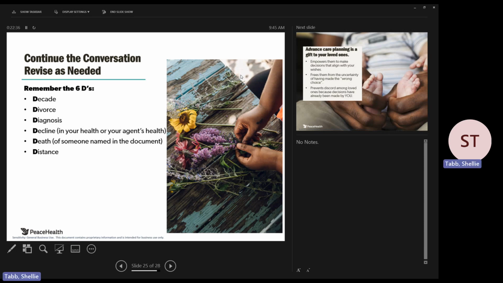A decline in your health or your healthcare agent's health. That is definitely something to consider if that healthcare agent would not be able to be your agent anymore because of a health condition. And likewise, the death of somebody named in the document, or you've moved and maybe the person that you had to speak for you now lives across the country, and you want to pick somebody closer. Those are all things to consider when you're thinking about revising your document.